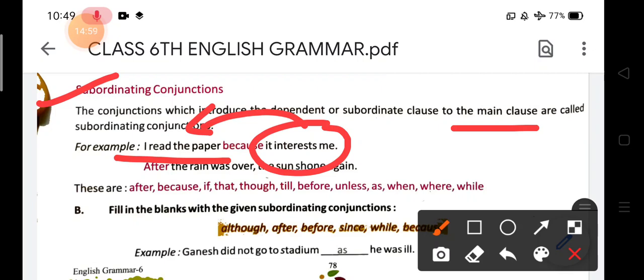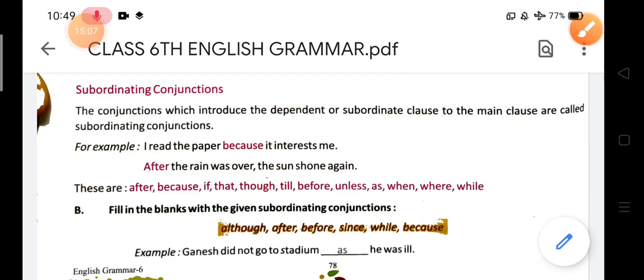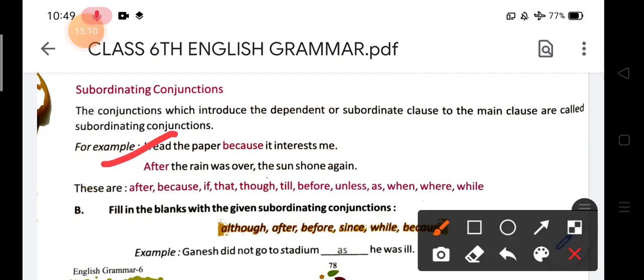Next example, you can see. Wait 1 minute. Yes, from here. After the rain was over, the sun shone again. The sun shone again. This is the main clause. But over here, suppose you say only: after the rain was over. So what happens? For this, it is important that you go to the main clause, because it is not able to give its complete sense without the main clause.